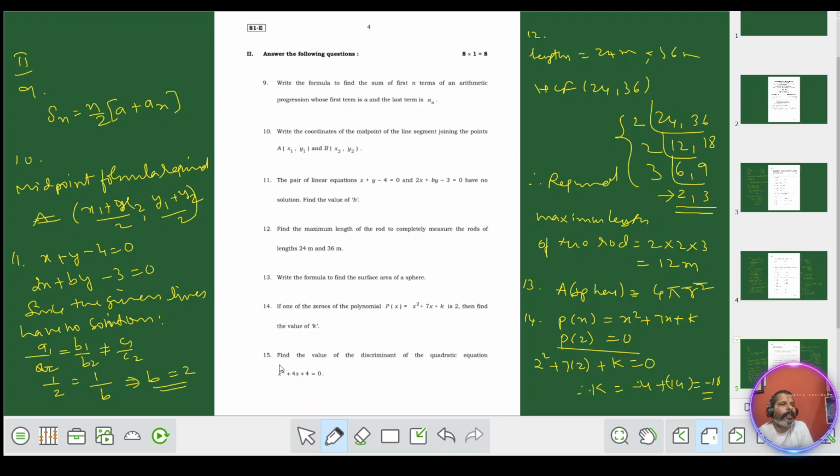Okay. You have the last question, 15th here. Find the discriminant of the quadratic equation. This is a straight question. There is nothing tricky here. So I'll write here. First, the discriminant is, first write the equation.